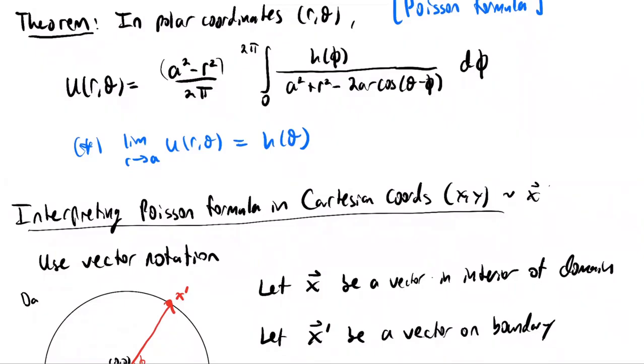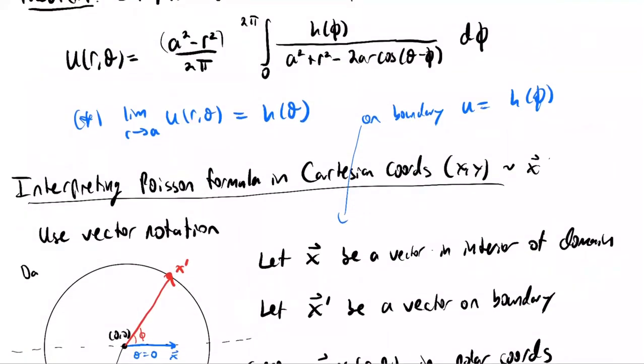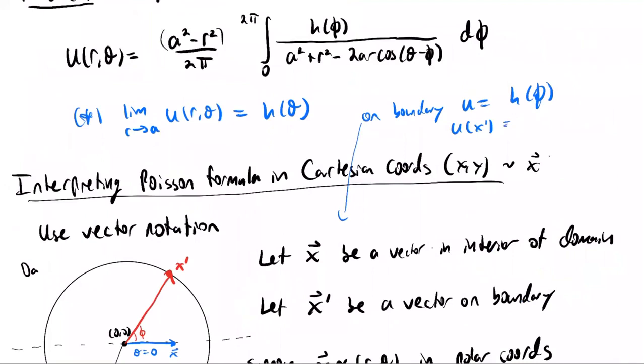Notice that here I have my boundary function h as a function of phi. On the boundary, I know that u is equal to h of phi. I'm looking at phi as the angle used to measure x prime in polar coordinates. So using polar coordinates, phi is the angle that x prime makes with the horizontal axis. And so we should be able to replace h of phi here by u of x prime. So this should be equal to h of phi.